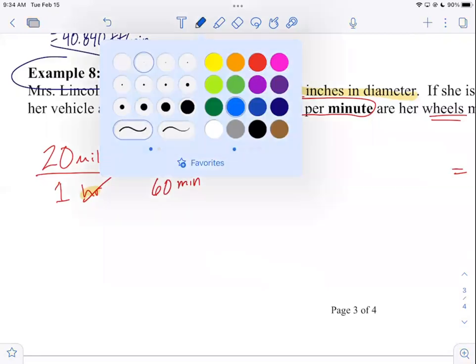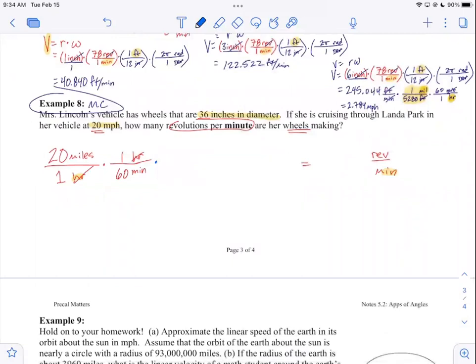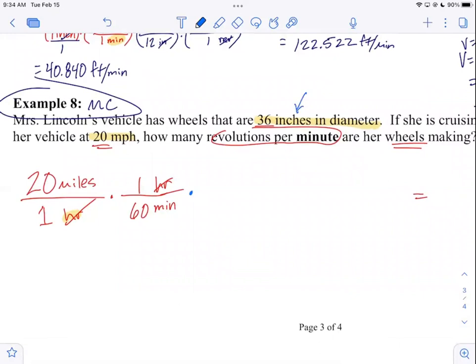Now the fun part, right? You'll like this. We have to get from miles to revolutions. Well, here's how we're going to do it. The first thing we need to realize is her tires are measured in inches, right? So the first thing I have to do is get my units to be on the same level. So I have to get from miles to inches first. Now, to get from miles to inches, Brady, I don't expect you to know how many inches are in a mile. We're going to go from miles to the middleman, feet.